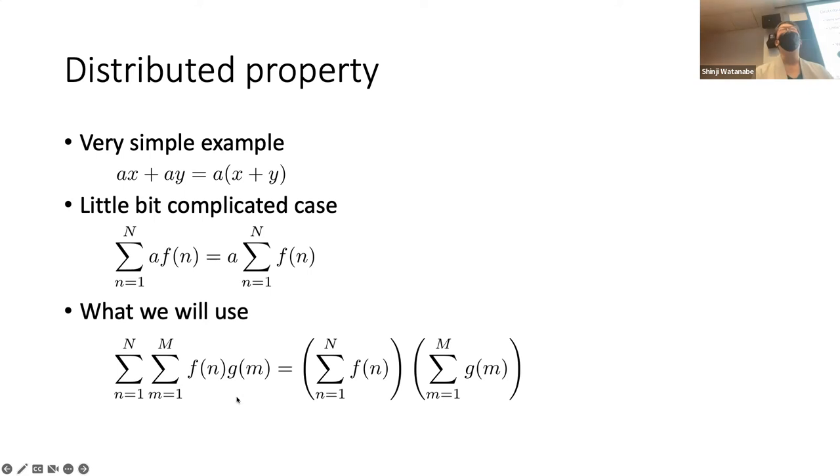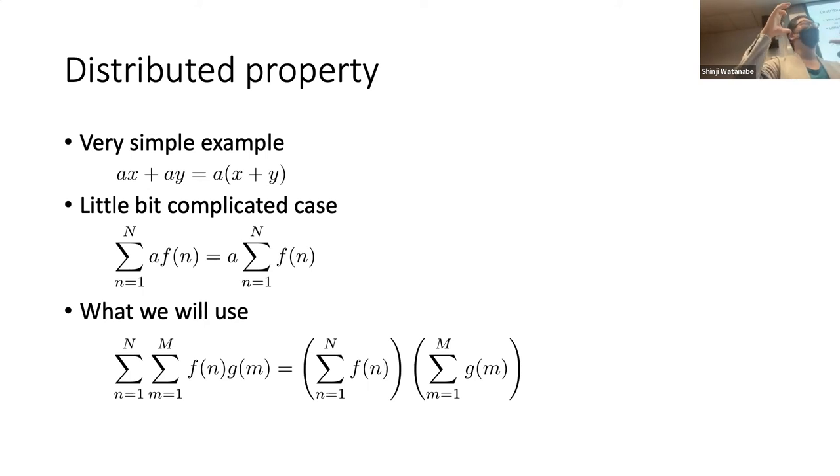So the left side, if we don't use the distributive property to make the program, becomes a double for loop of N and M, right? But look at the right side, it's actually twice the for loop, right? Double loop becomes for loop. So it's significantly reduced the computational cost.